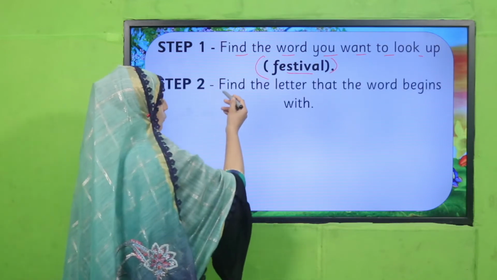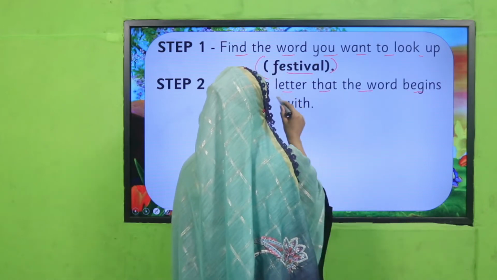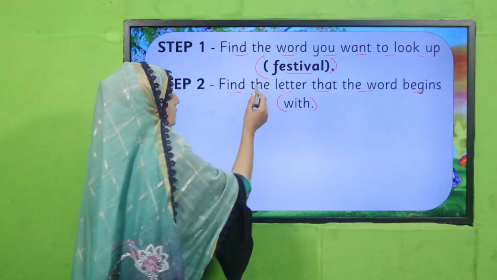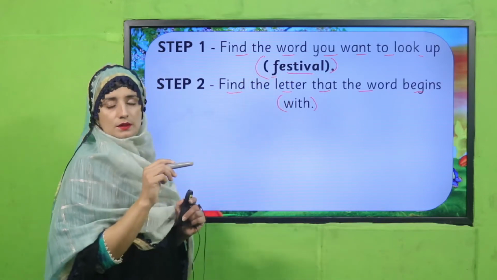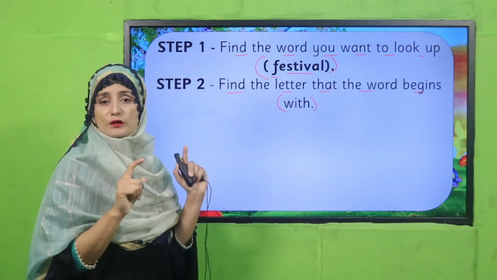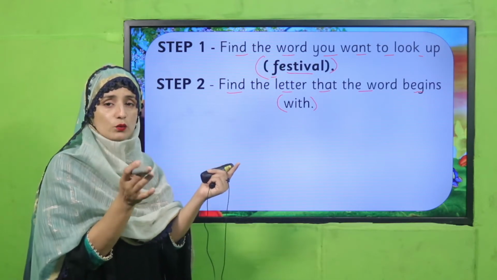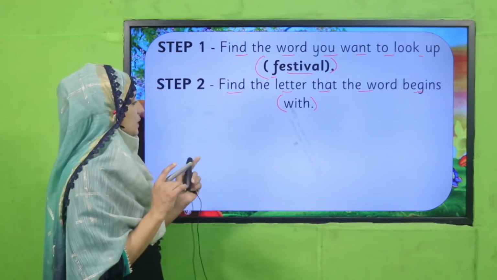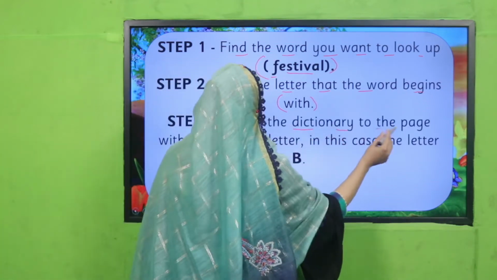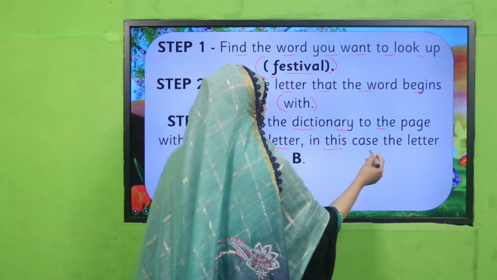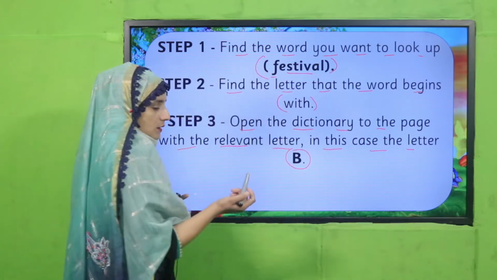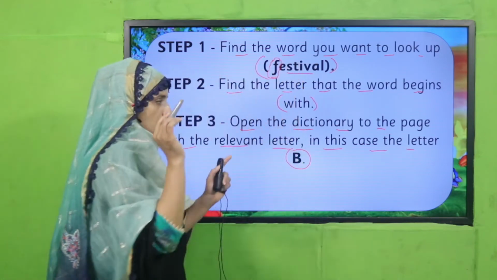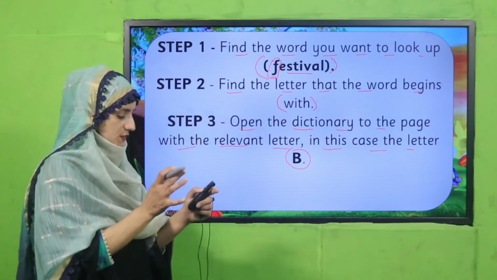Keep in mind, find the letter the word begins with, the first letter of the word. So what is the first letter? Yes, the first letter is F. So definitely we will open the dictionary and we will find which series? F. Is it clear? This is our next step. Next, open the dictionary to the page with the relevant letter. Suppose there is a letter B, but we have to find letter F. So we will open the dictionary and find the F series.